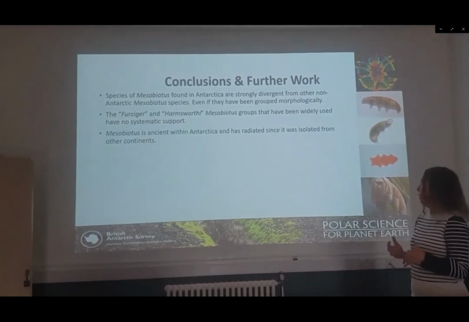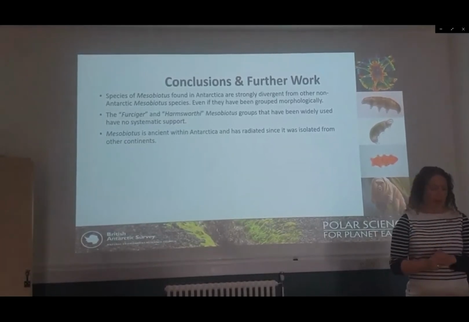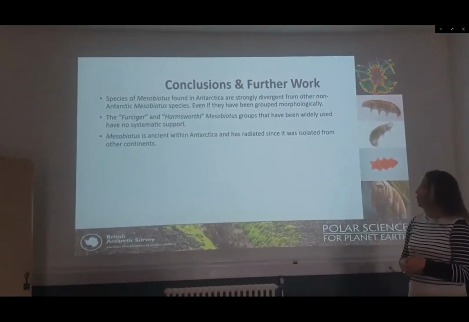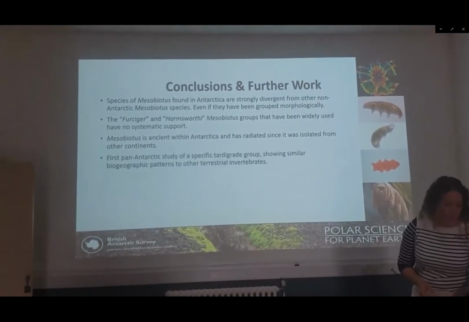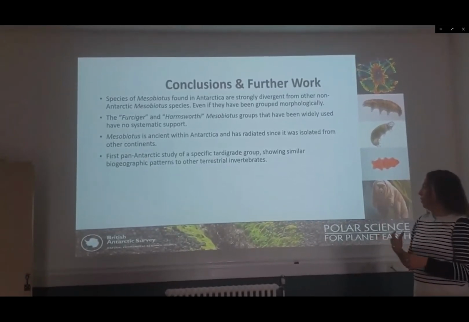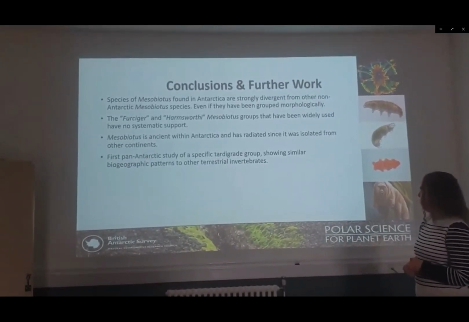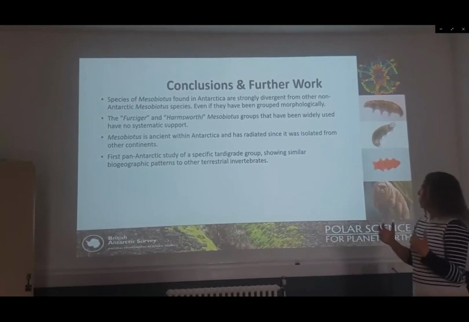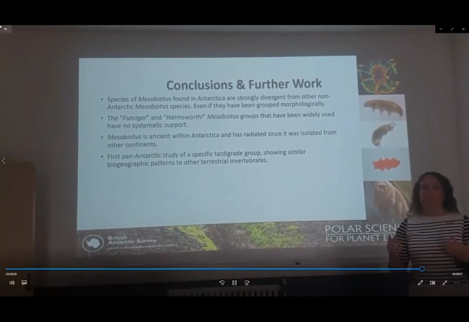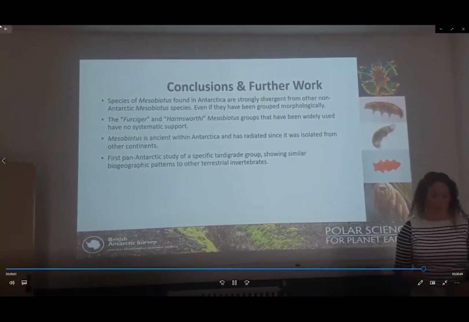Mesoboetis is ancient within Antarctica and has radiated since it was isolated from other continents. This was the first study of its kind into a specific tardigrade group and has actually shown similar biogeographic patterns to other terrestrial invertebrates found within Antarctica.